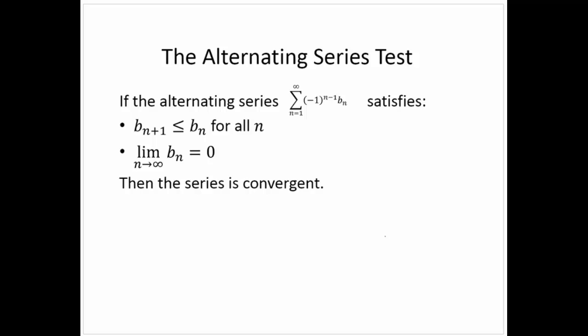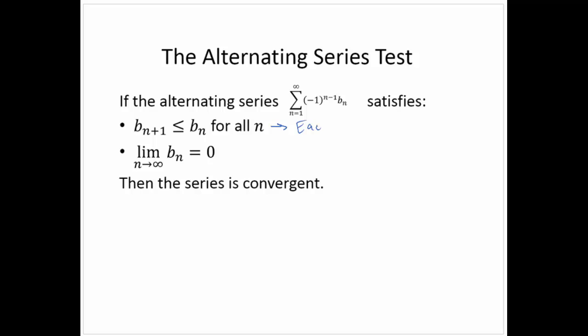The alternating series test says if the alternating series sigma 1 to infinity of -1 to the n minus 1 b sub n satisfies that b sub n plus 1 is less than or equal to b sub n for all n, and the limit as n approaches infinity of b sub n is 0, then the series is convergent. Right, so what does this mean? b sub n plus 1 is less than or equal to b sub n for all n.